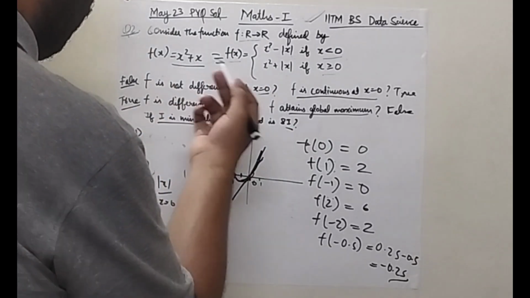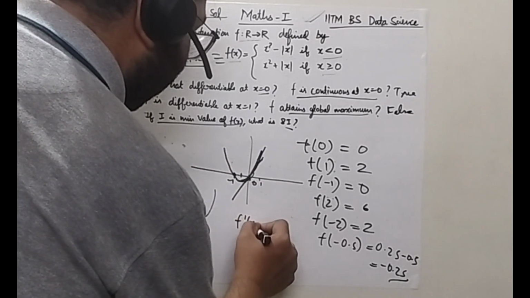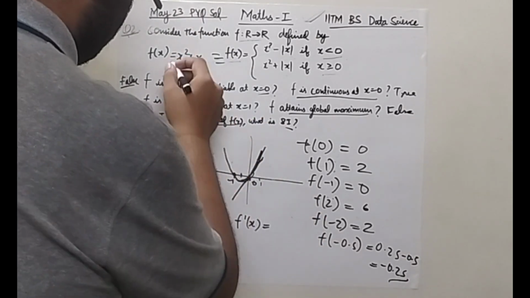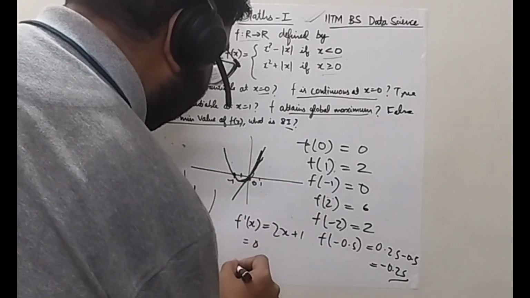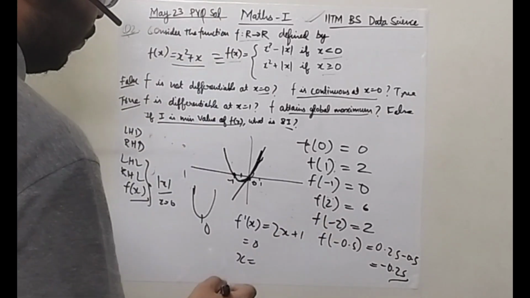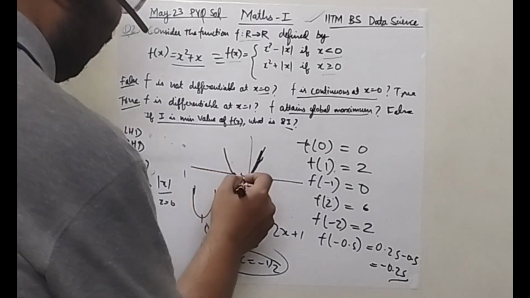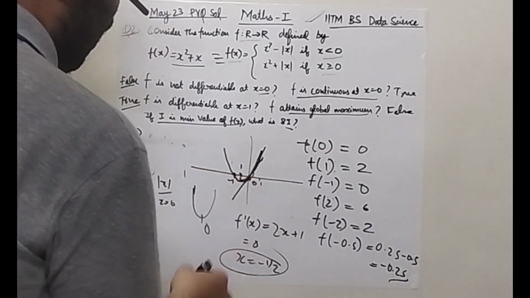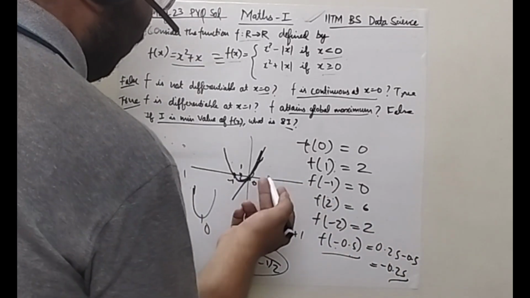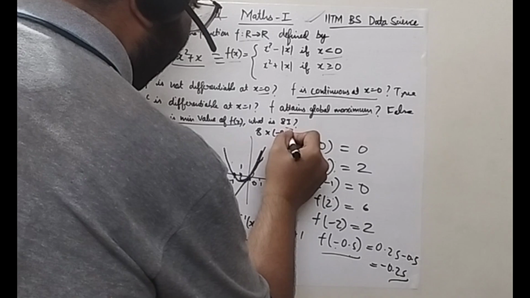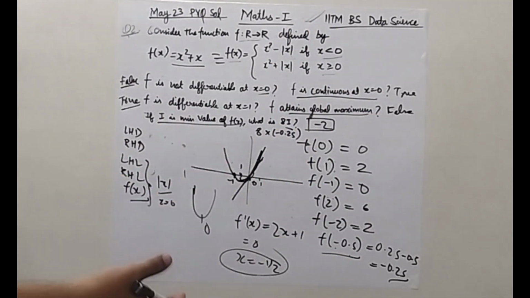For calculating the minimum value, we can read it from the graph also, but the other way is to calculate the derivative. The derivative will be 2x plus 1, and we just equate it to 0. So we get x equals minus 1 by 2. This is the point at which the minima occurs. It is visible from the graph also. As we have calculated earlier, its value is minus 0.25. If we calculate 8 times minus 0.25, it will be minus 2. So this is how you solve this particular question.